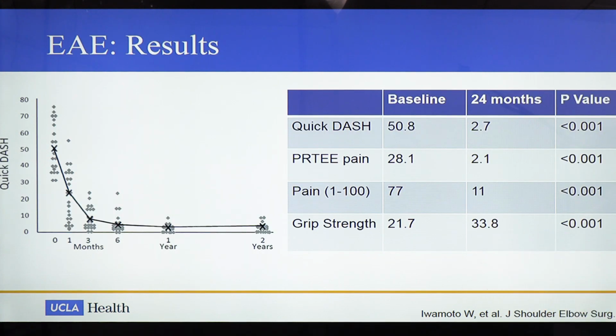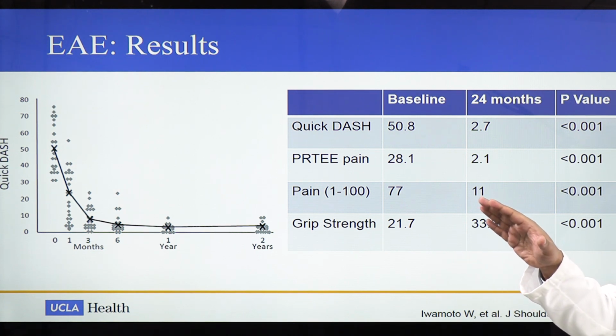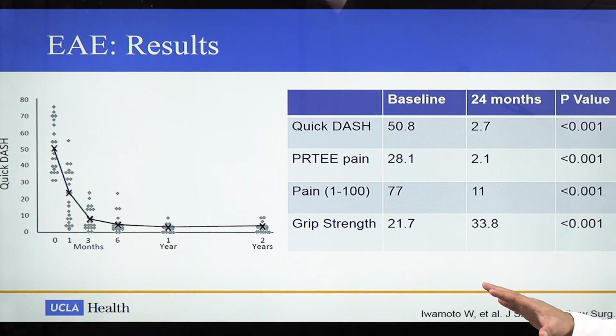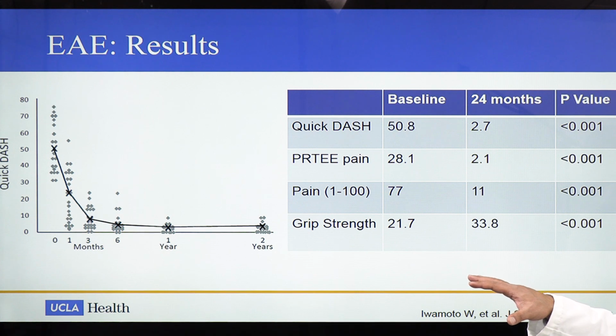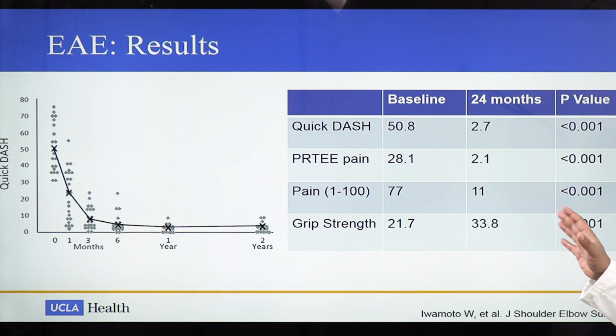This is another scoring system that they used, and you can see over time that pain score, that dysfunction score, essentially returned back to normal within a few months, and it stayed normal all the way throughout their follow-up at 2 years. You can also see in the third row, their pain score, a 77 out of 100, dropped down to 11 out of 100 at 24 months.